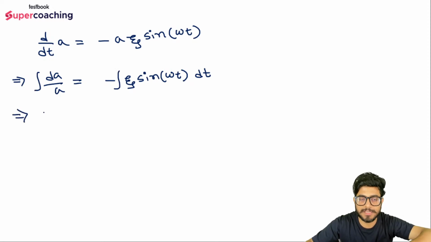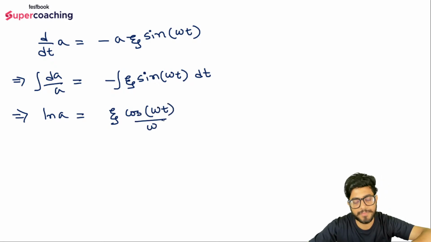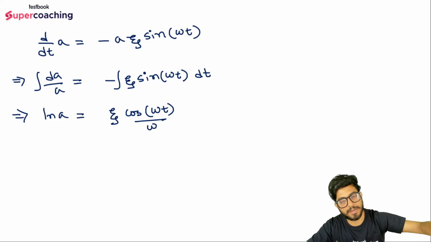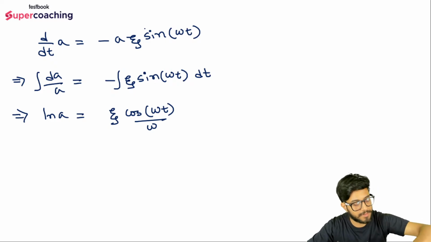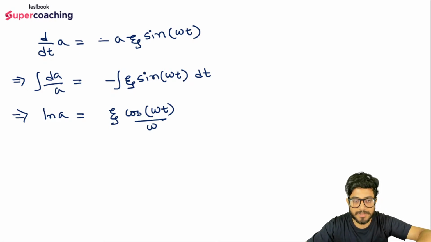Integration of dA by A means ln of A. The integration of sin(omega t) is always minus cos(omega t) by omega, and the minus becomes plus, so we get zeta cos(omega t) divided by omega. We know this. Now if this part is known, ln of A equals this. So from here I can get the value of A, which is the exponential of this thing.